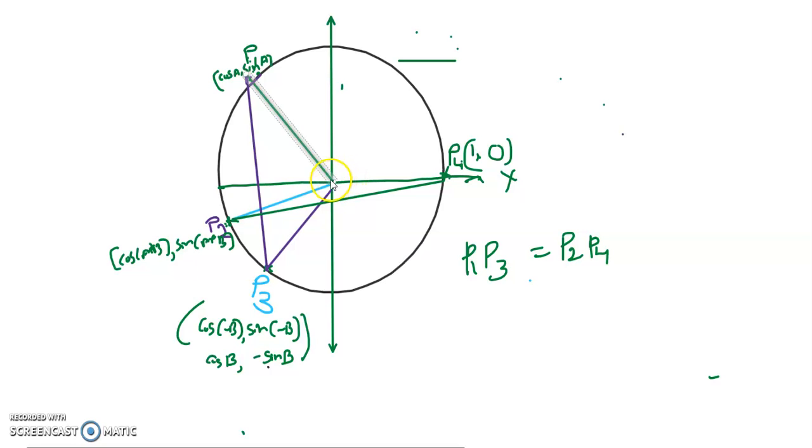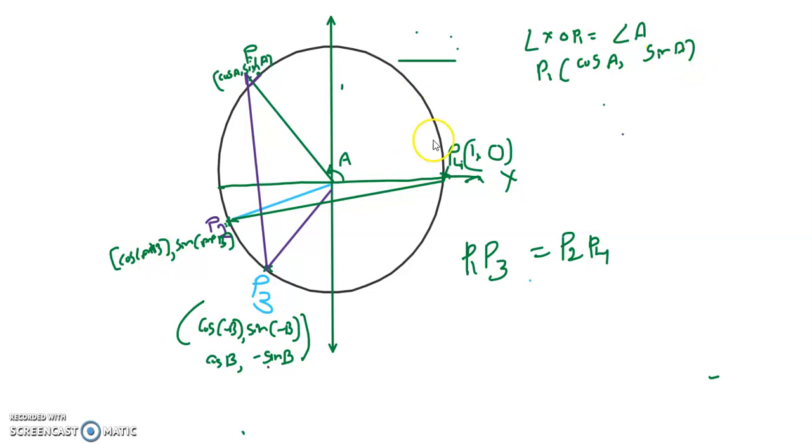Now let P1 be a point on the circumference of a circle such that angle XOP1 is angle A. Then what are the coordinates of the point P1 on the circumference of a circle? You know, for any circle, if the point on the circle makes an angle A, then the coordinates of this point on the circle are r cos A, r sin A, isn't it? But here I have considered a unit circle, which means r is equal to 1. Therefore, the coordinates of P1 are cos A, sin A. This is angle A.